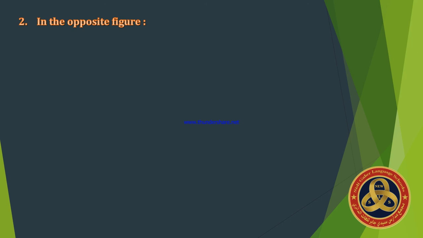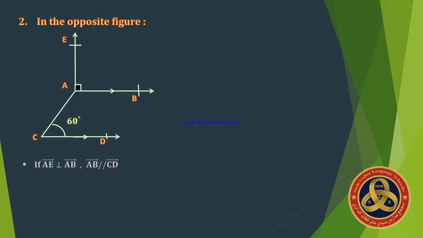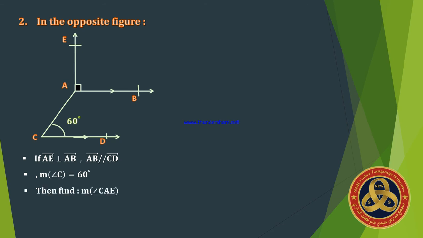Let's have example number 2. In the opposite figure, ray AE is perpendicular to ray AB, and ray AB is also parallel to ray CD. The measure of angle C equals 60. Find the measure of angle CAE.